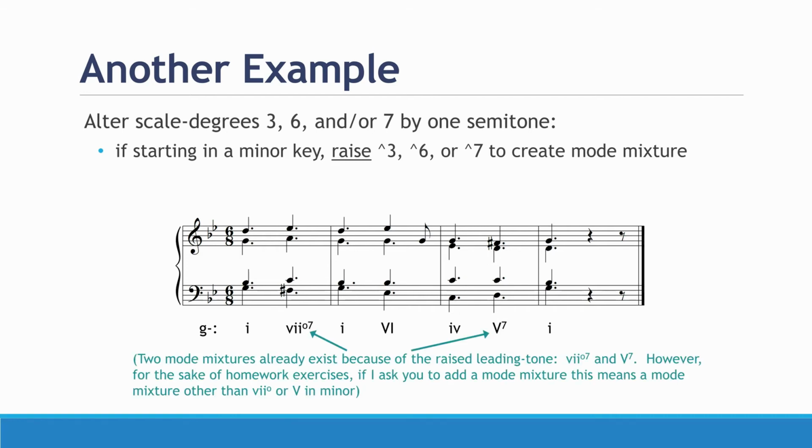Like I pointed out previously, we actually already have 2 mode mixtures here. They exist because of the raised leading tone. The 7 chord and the 5 chord use the raised leading tone and are therefore already mode mixtures. I will point out, however, that for the sake of homework exercises, if I ask you to use a mode mixture, I'm going to take that to mean a mode mixture that's extra to the normal raised leading tone.